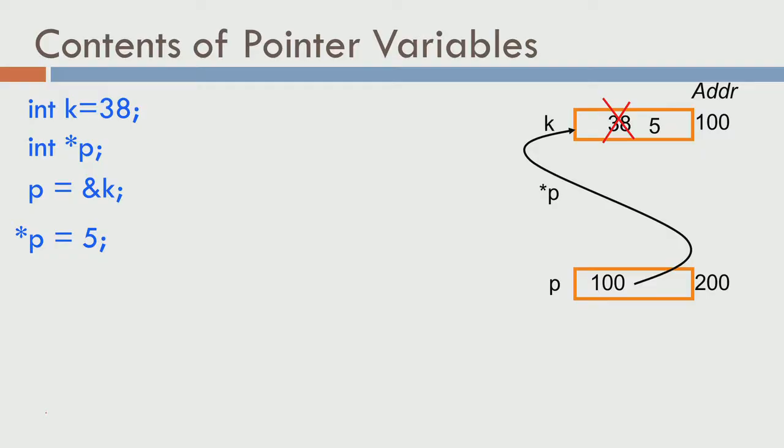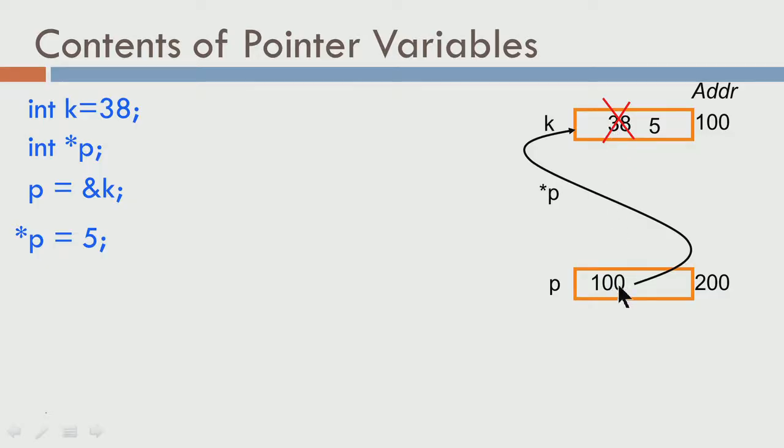So, let us do this once more. p is at location 200. When you say star p equals 5, you first go to location 200 and find out what the value is there. The value is 100, and star p means the value that is pointed to by p, which is currently 38. You want star p to be 5, which means this 38 should be changed to 5. So, it is not changing this 100 to 5, it is changing this 38 to 5.